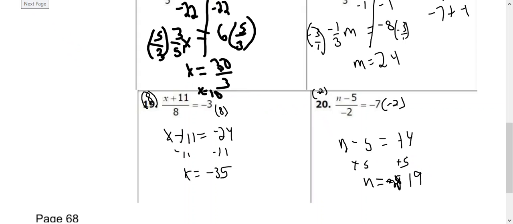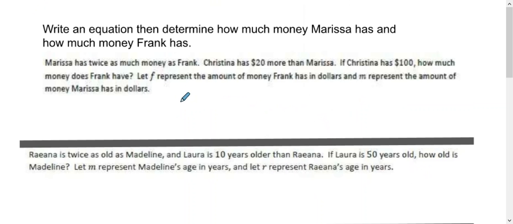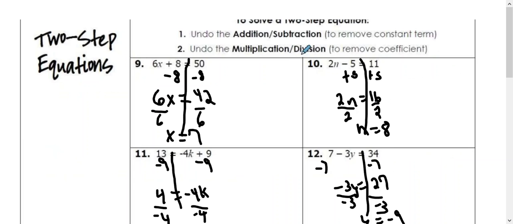I'm going to start a new video with the next page, where we're going to make an equation and then solve it, okay? So this is just how you do it, and now we're going to actually apply it to story problems.